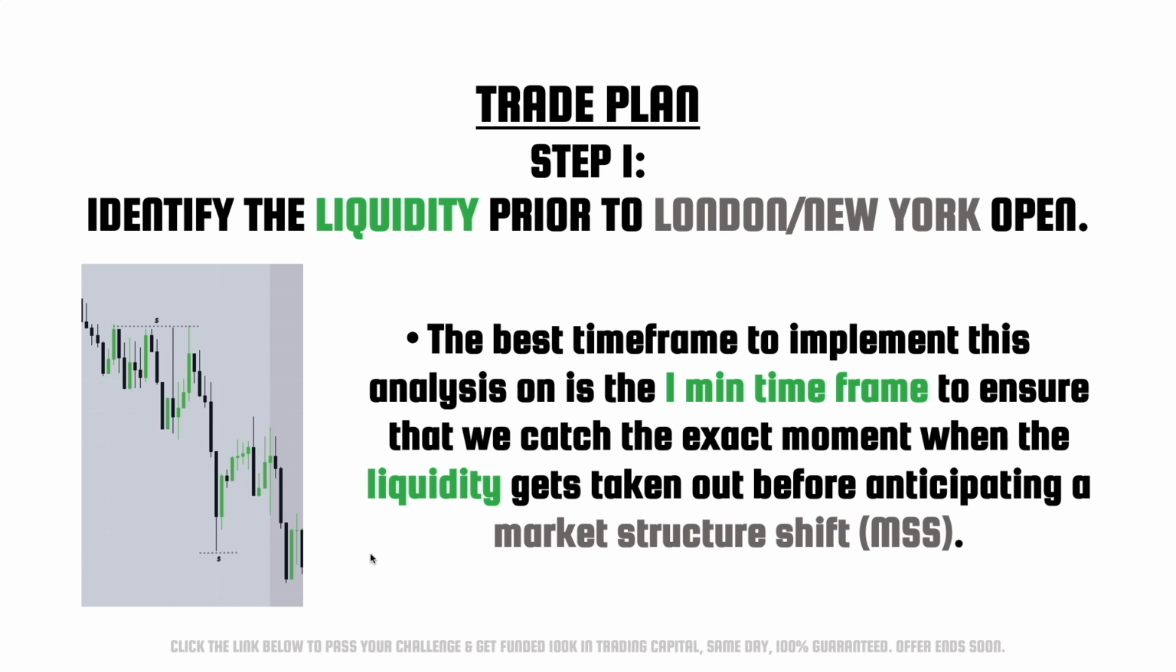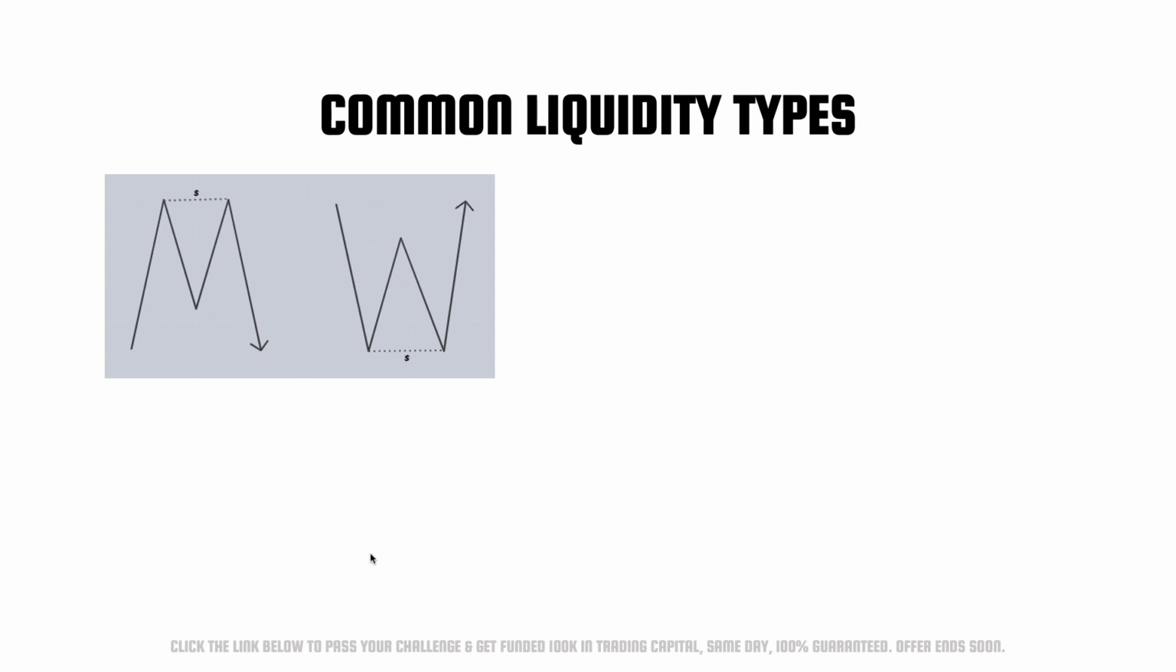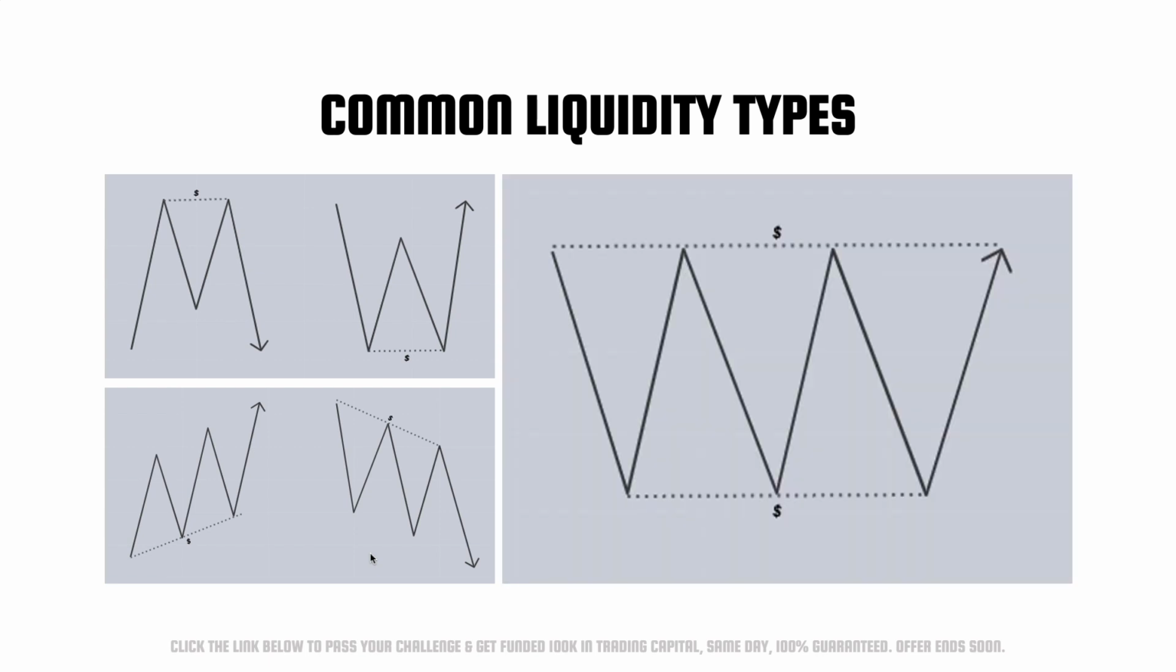Now, before I get into step number 2, here are some common examples of liquidity if you're unsure what to look out for. We have the equal highs and equal lows, or double tops and double bottoms. We have trend line liquidity, which is usually following a minor bullish or bearish structure. And we have ranging liquidity, which is a similar concept to trendline liquidity, except that it's more like sideways action rather than bearish or bullish. This is commonly known as consolidation, which is when price respects support and resistance like movement, essentially flowing between a channel, as you can see in the example on the right.